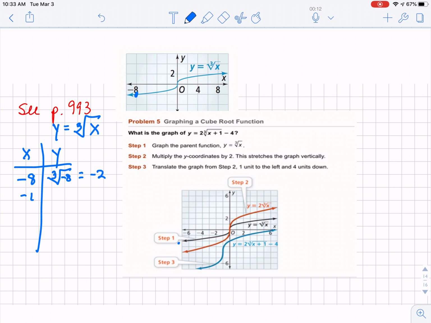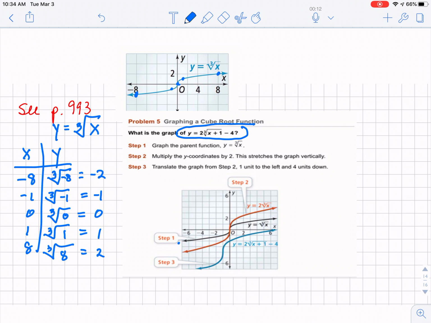And so on. I could plug in -1. The cube root of -1 is -1. So that's this point right here, -1, -1, okay? 0, the cube root of 0 is 0 right here. Cube root of 1 is 1. That's this point right here. And then the cube root of 8 is equal to 2. All right, that's this point right here. So I just want to make the point that you could do all of that same shifting and also multiplying the y-coordinates using all those transformations, okay?